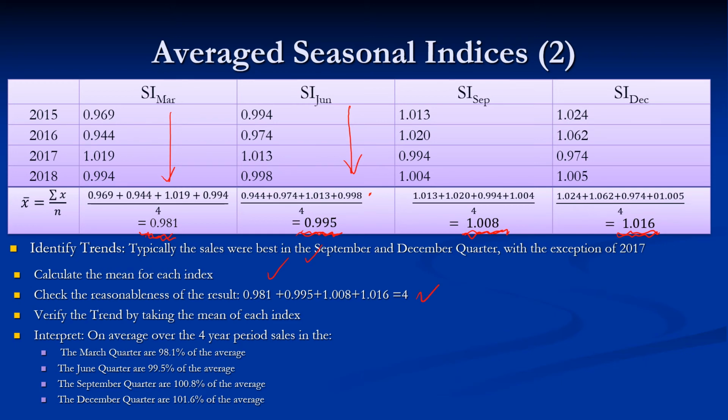So we're then going to verify that trend that we looked at up here by taking the mean of each index, which we've done, and interpret those results. The March quarter is 98.1% of the average, or 1.9% lower. The June quarter is down by 0.5% on average. The September quarter is above by 0.8% of the average, and the December quarter is 1.6% above the average season.